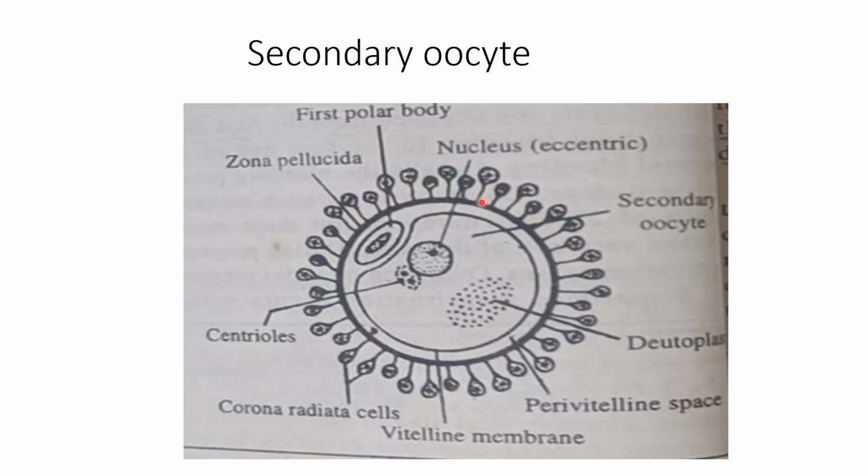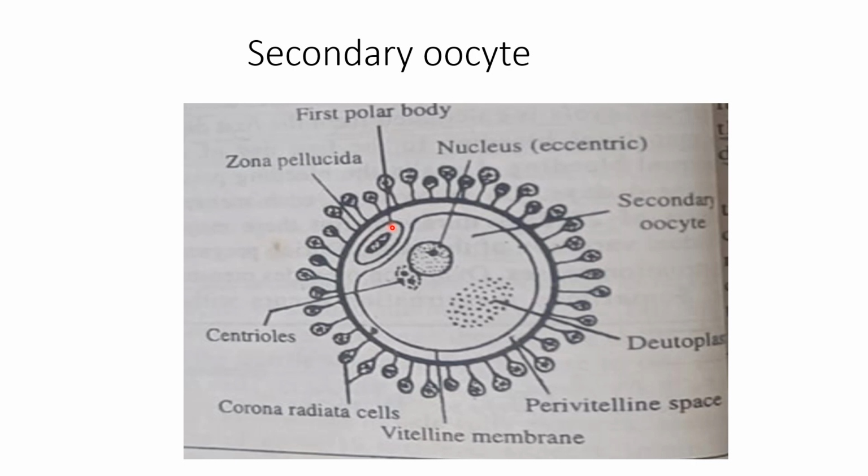Outermost layer of follicular cells forms corona radiata. Then the next layer is zona pellucida. After zona pellucida, we have the perivitelline space, and the third layer is formed by the cell membrane of the secondary oocyte, which is known as the vitelline membrane. And in the perivitelline space, we can see the first polar body.